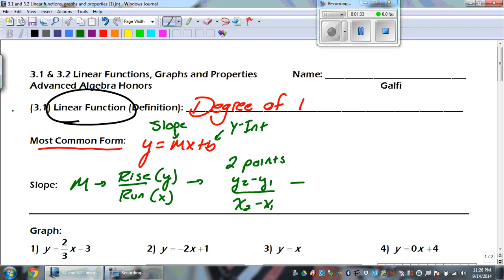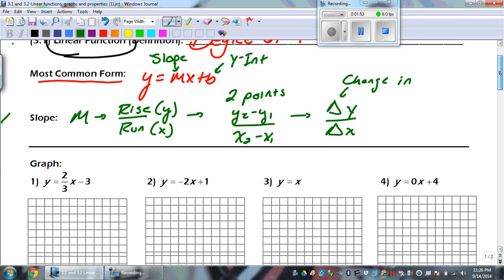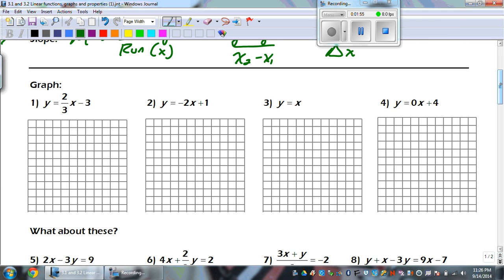In some books, you're going to see delta y over delta x, okay? That's the Greek letter delta, which means change in. So you're finding the change in y over the change in x, which pretty much just tells you to subtract them. Okay, so let's actually start by doing some of these basic graphs.